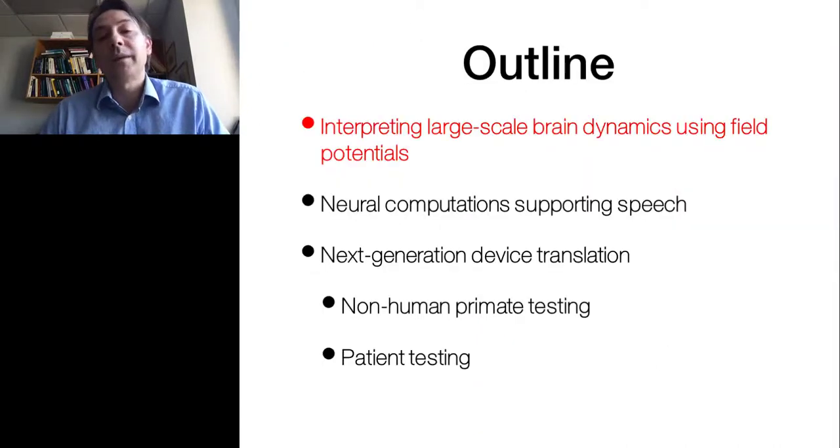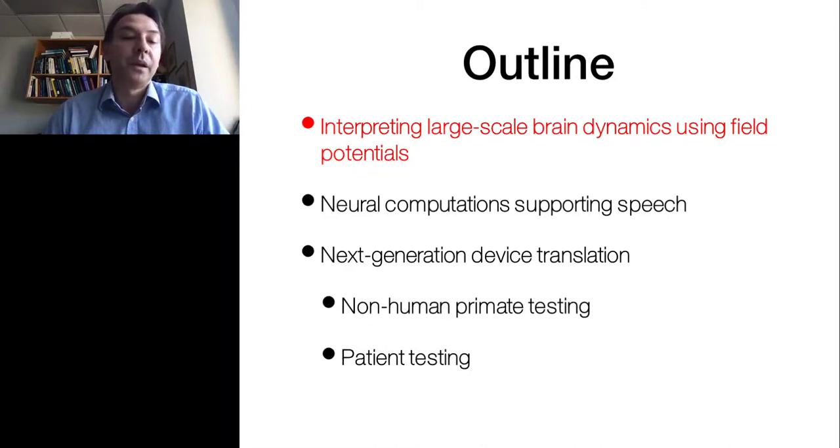So what I want to talk about today is how we can bridge this gap. And I'll start by talking about how to interpret the measurements we can make before moving on to considering the computations performed by the brain and how we can analyze them, and then how we can translate new technologies from monkeys to humans.